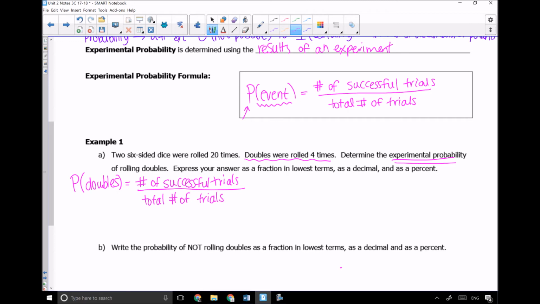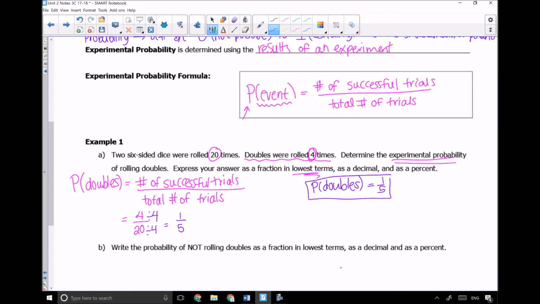Okay, so here our successful trials, we know that we rolled doubles 4 times in our experiment. So the experimental probability's numerator is going to be 4, and it was out of a total number of 20 trials. Okay, so then I have to write out what this is as a fraction in lowest terms. So here's our fraction, but it's not in lowest terms. I can divide both 4 and 20 by 4. So when I divide them both by 4, I end up getting 1 over 5. So the probability of doubles as a fraction is 1/5. So here's one part of our answer.